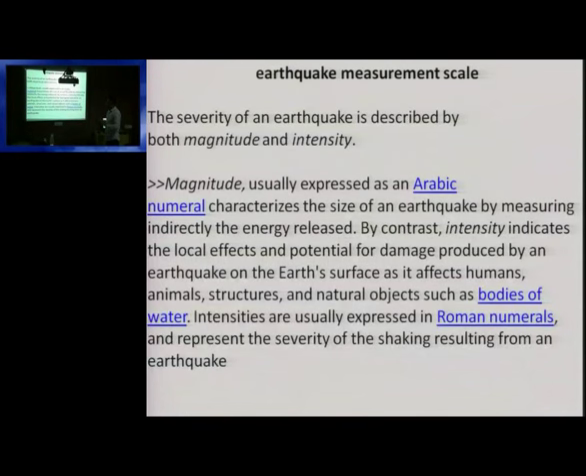Earthquake measuring scale, please. The severity of an earthquake is described by both magnitude and intensity. Magnitude relates to the Richter scale, intensity relates to the Mercalli scale. Now, magnitude usually is expressed in Arabic numerals. These are very simple.